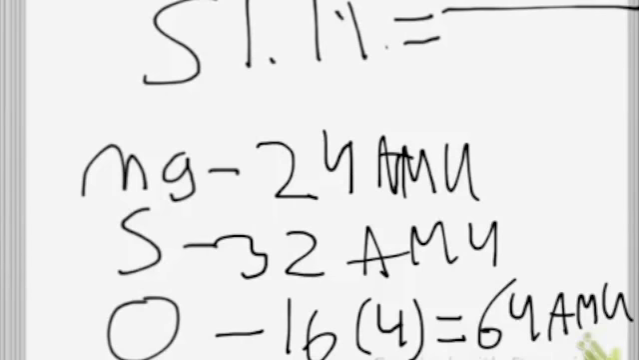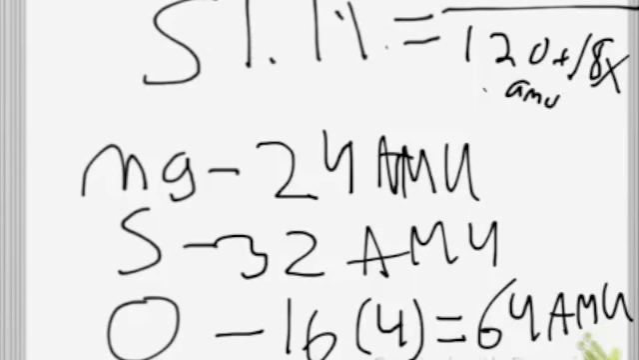So since earlier we did part over whole to get this 51.1%, right now we have to do part over whole, and the whole would be 120 plus 18x. These are all AMUs. The 120 is all of the magnesium, sulfur, and oxygen added up. So now we need to multiply each side by the denominator. So multiply this side by 120 plus 18x, and this side by 120 plus 18x.